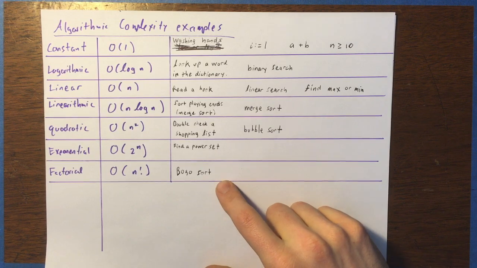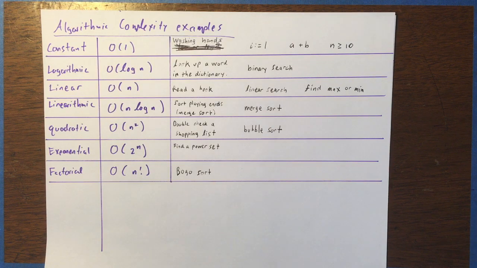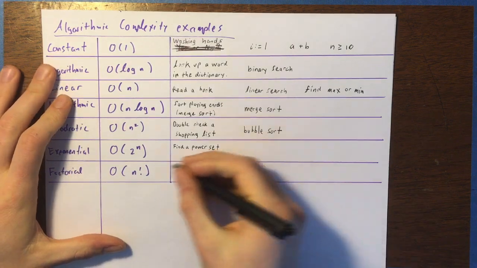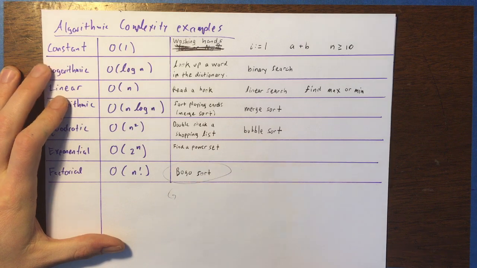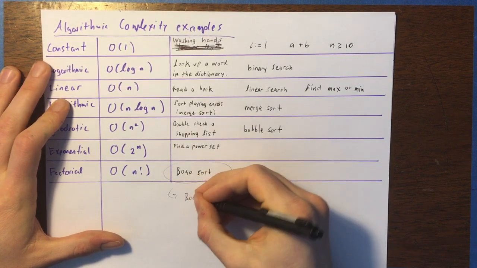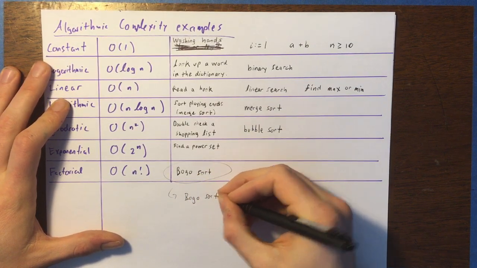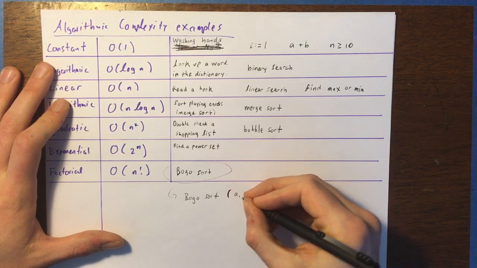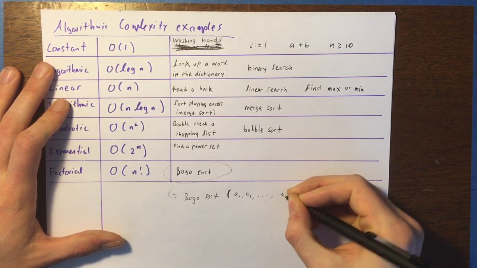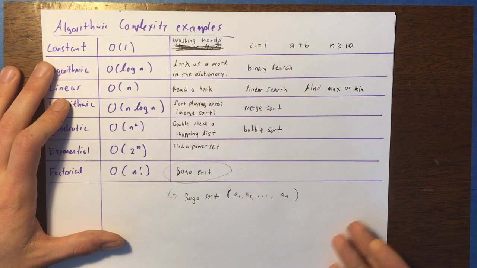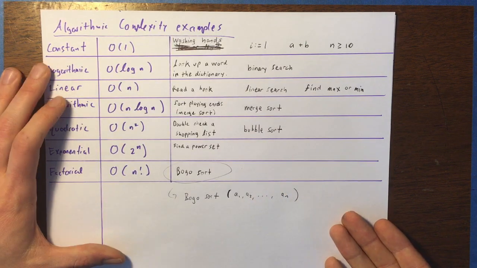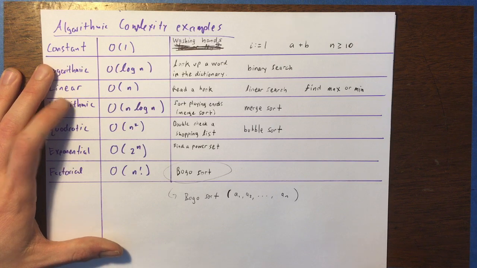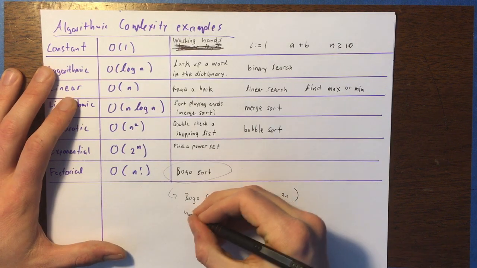So the last example is for factorial. An example of a factorial time algorithm is this sort of joke algorithm called Bogo Sort. This is an algorithm that was designed to be the worst sort possible. It takes in as its input A1, A2, dot, dot, dot, up to AN, a list, okay? And it wants to sort that list into order. So it uses a while loop.